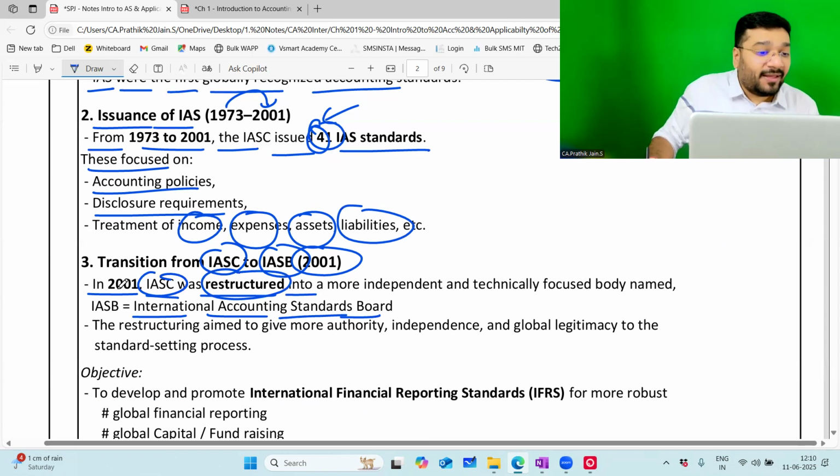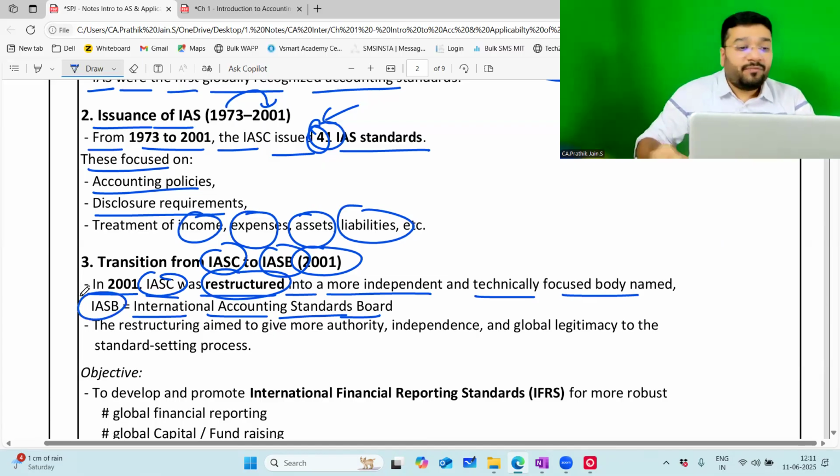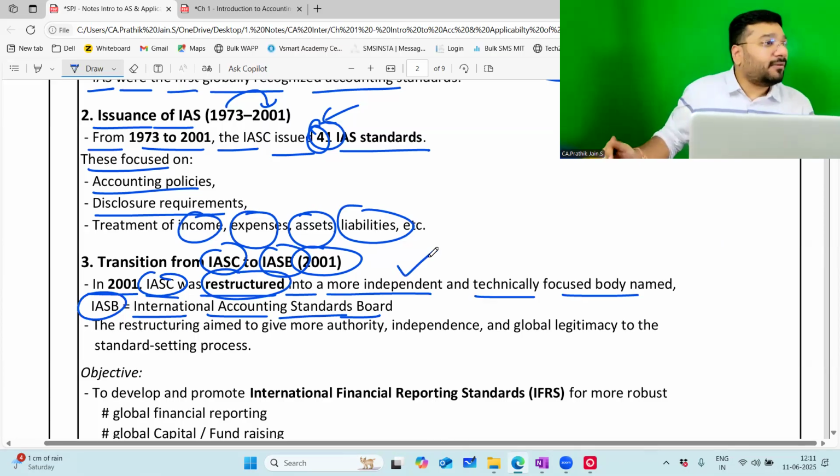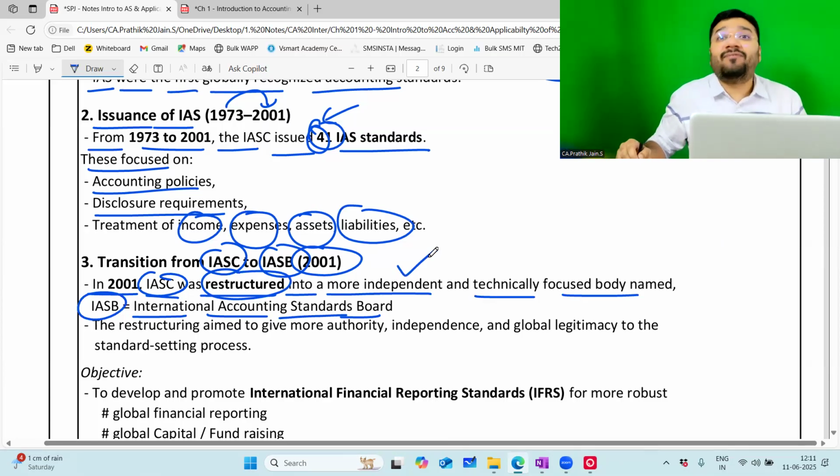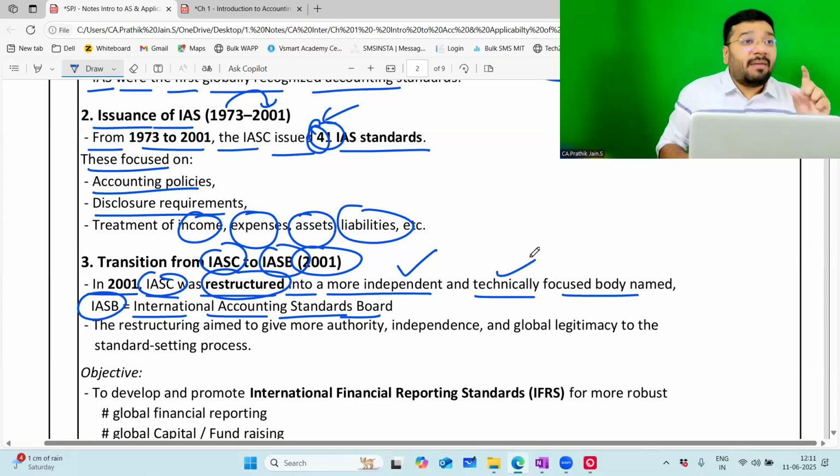In 2001, IASC was restructured into a more independent and technically focused body named IASB. Which means the members of IASB were more independent. They were not too much influenced by other people. The members of IASC were influenced. They did not have that much independence. Second, the members of IASC were not technically strong. They were quite outdated. So now we brought in new members who've got more technical understanding of the accounting norms.